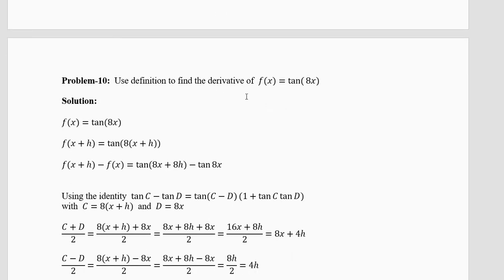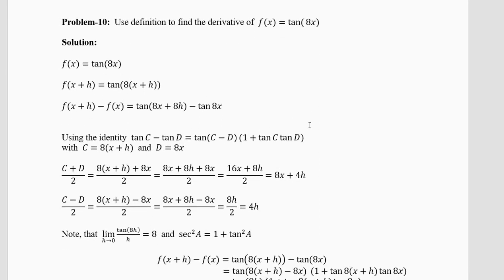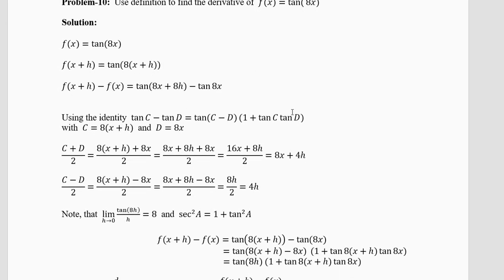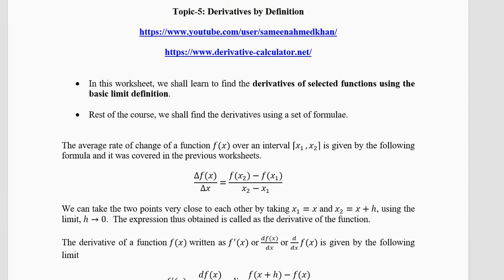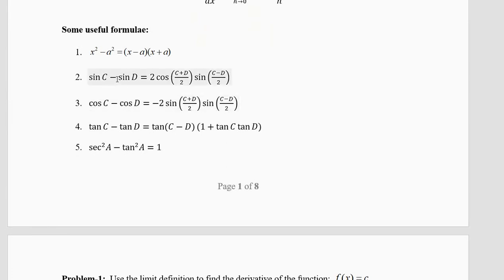Now use the definition to find the derivative of f of x equal to tan 8x. Again, copy the function, calculate f of x plus h. Now use the identity: tan c minus tan d is tan of c minus d into 1 plus tan c tan d. Look at these three formulae. For sine, the formula looks like this. For cos, the formula looks like this. For tan, the formula looks entirely different. Here some similarity is there, but there is no similarity.